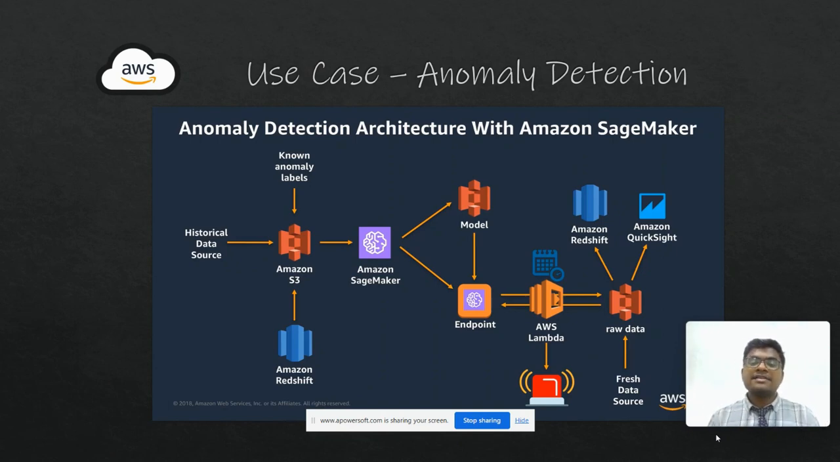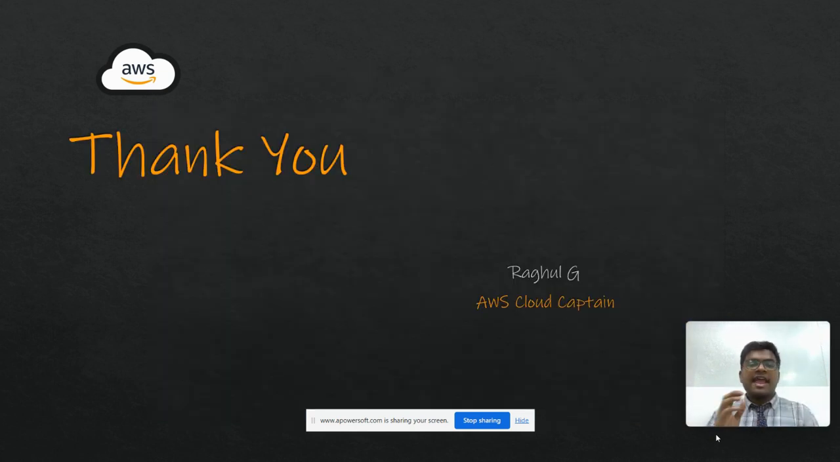Then new raw data is fed to the endpoint. If an anomaly is detected, then AWS Lambda will be triggered. If not, then no anomaly has been detected. The data is also stored inside Amazon Redshift, or we can visualize the data with the help of Amazon QuickSight. To conclude, AWS SageMaker is an amazing service provided inside AWS ML, which provides us a platform to run all those machine learning algorithms.